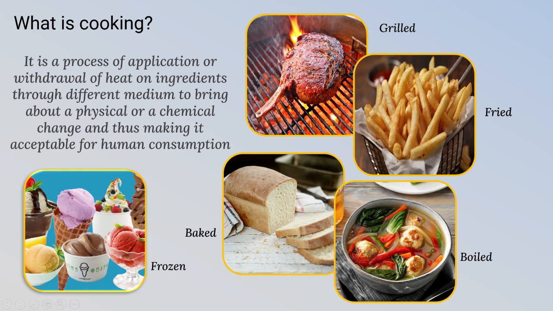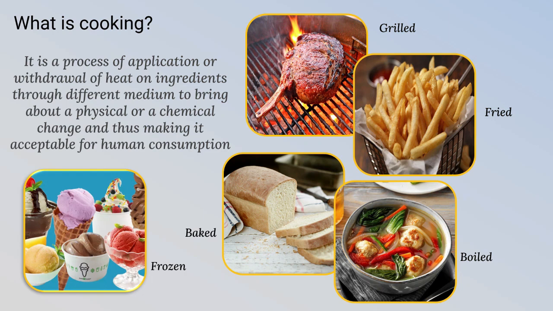Now if you see 1, 2, 3, 4, all these 4 are cases where heat was applied, and in the last one, frozen, the heat is withdrawn. That's why it has become frozen. So in all these cases there is application or withdrawal of heat, and ultimately the product undergoes a change, either a physical or a chemical change, and here it is mostly a chemical change as per the photographs. And another thing is that all the products are acceptable for human consumption. So we understand that is the definition of cooking.